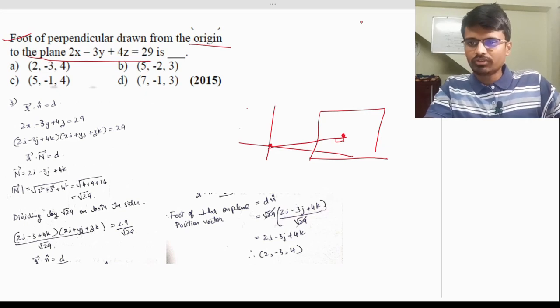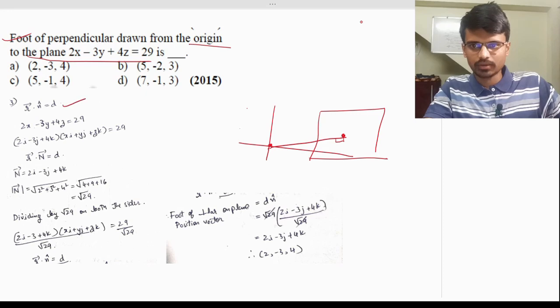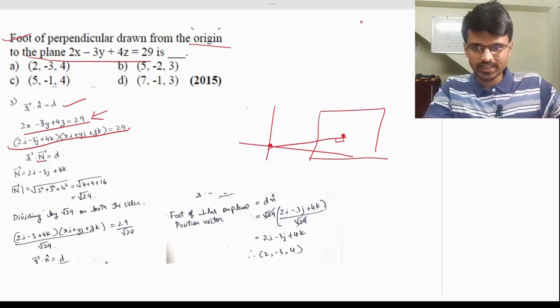So we know what is the standard equation of a plane? r bar dot n cap equal to d. Okay, so they have given us the Cartesian form 2x minus 3y plus 4z equal to 29. Again I have written it in vector form. In vector form, as you can see, here the normal vector is n, but we need a unit vector, a unit normal vector. So I want n cap.